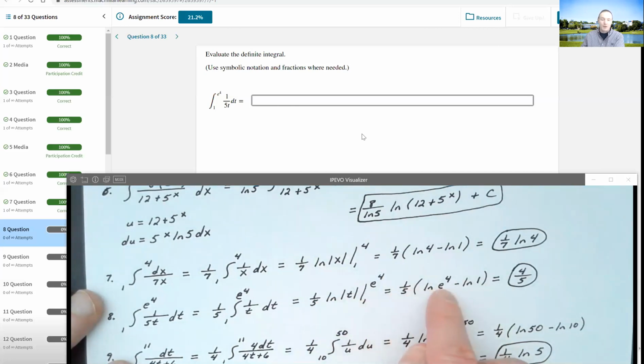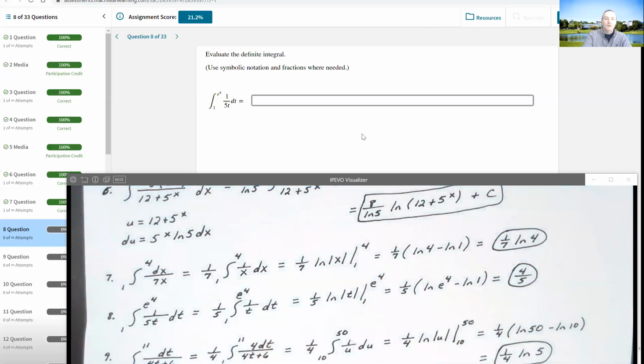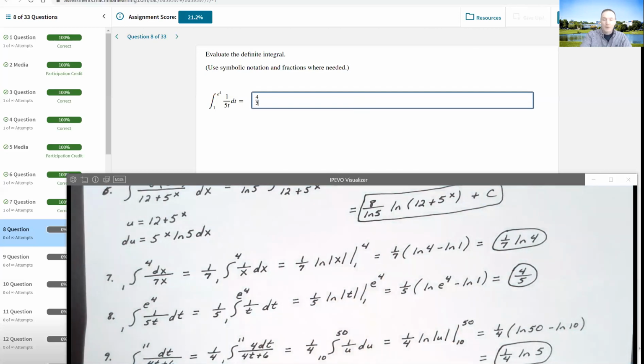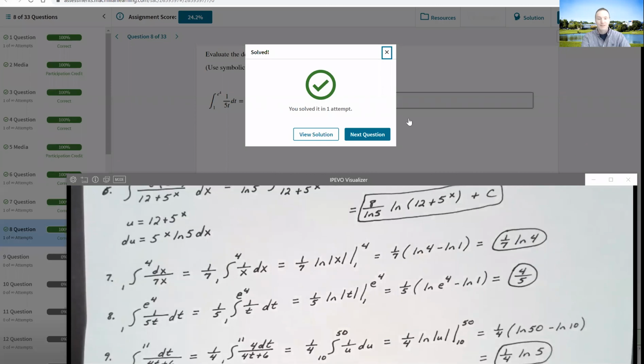Well, natural log and e are inverse functions. They cancel and would just give me 4. So on the inside I have 4 minus 0. That's 4 minus 0 times 1/5. Final answer of 4/5. We check that answer and Achieve says absolutely.